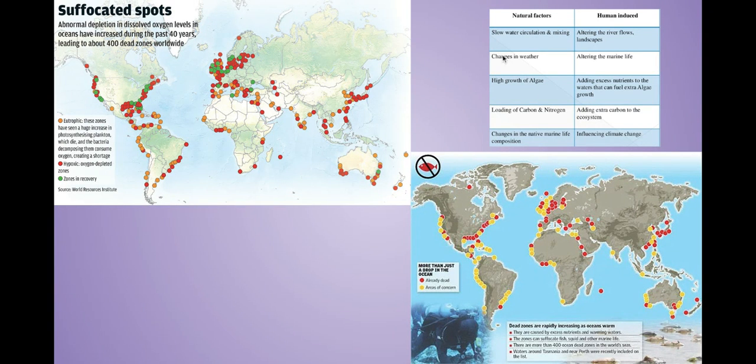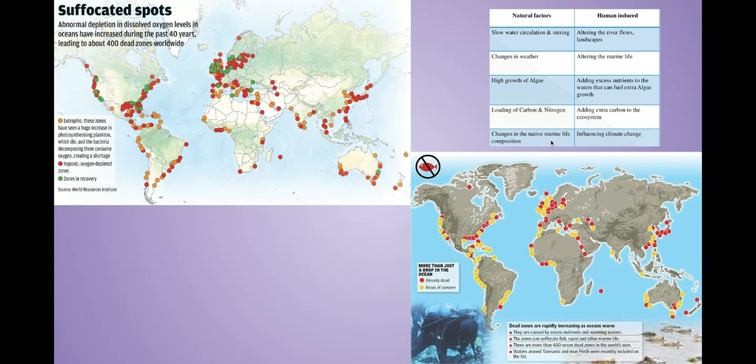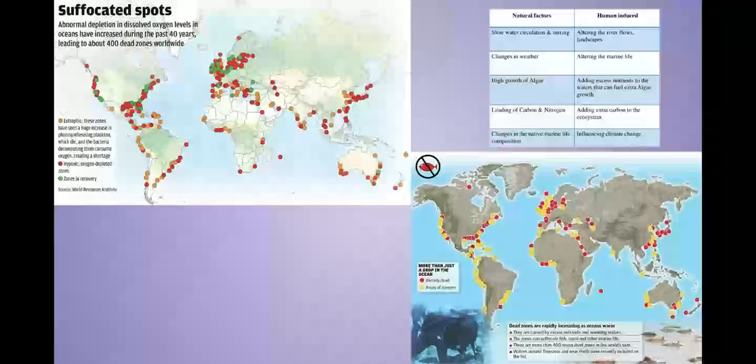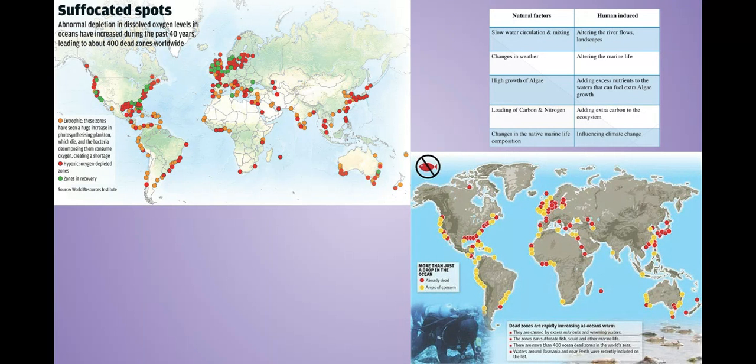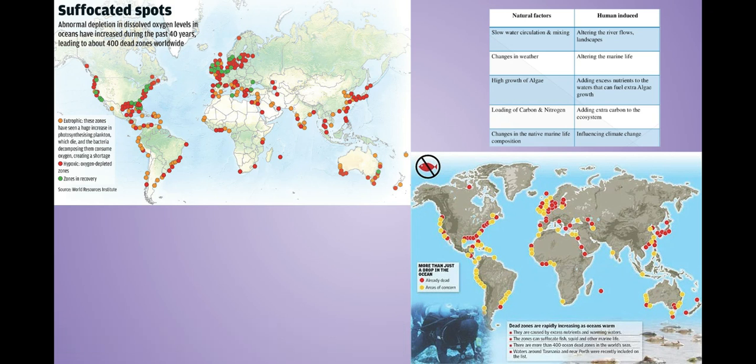Natural factors for creation of dead zones are going to be slow water circulation or mixing of water, changes in weather, high algae growth, and the loading of carbon and nitrogen just as part of their own cycles. But the human-induced factors are going to be if I alter the river flow, or if I don't have enough forest or something to prevent the runoff, it is going to make this adding of nutrients faster. So this is another one as well, already dead, right? And then some that are just of concern.